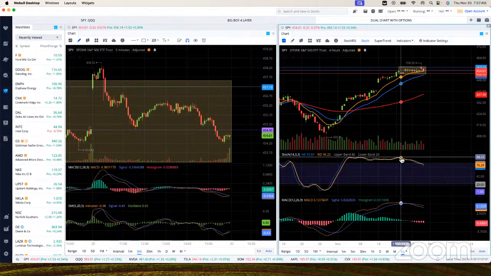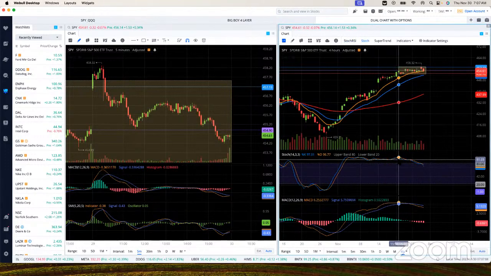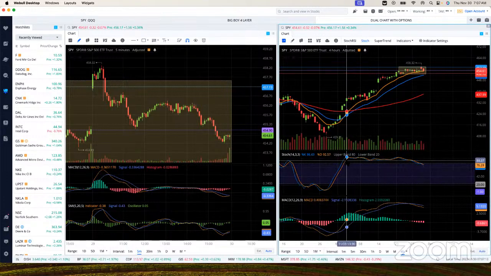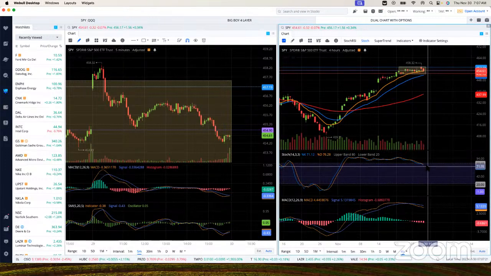Also, the stochastic RSI is starting to give us this descending thing. I mean, we've been overbought for a minute. Look at this, 80. We've been flush over 80 on the SPY for a while, right? So we're looking pretty overbought, looking like we could have some downtrending pressure coming.